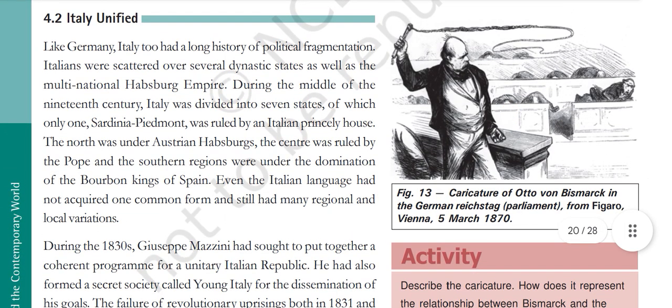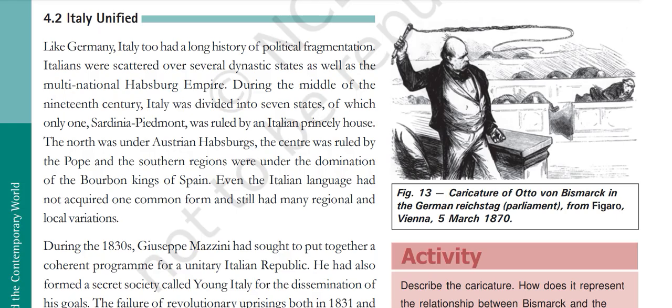Italy unified. Like Germany, Italy too had a long history of political fragmentation. Italians were scattered over several dynastic states as well as the multinational Habsburg Empire. During the middle of the 19th century, Italy was divided into seven states, of which only one, Sardinia Piedmont, was ruled by an Italian princely house.